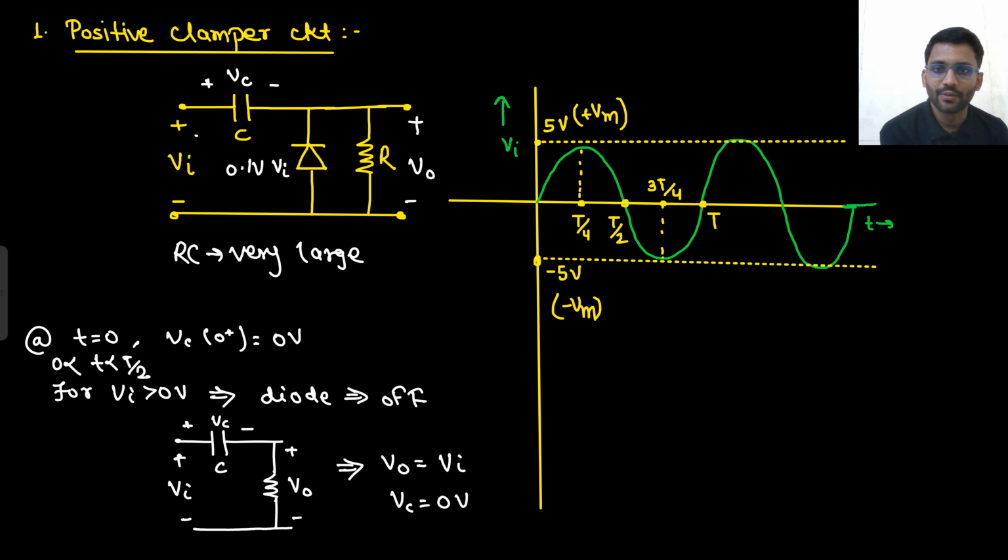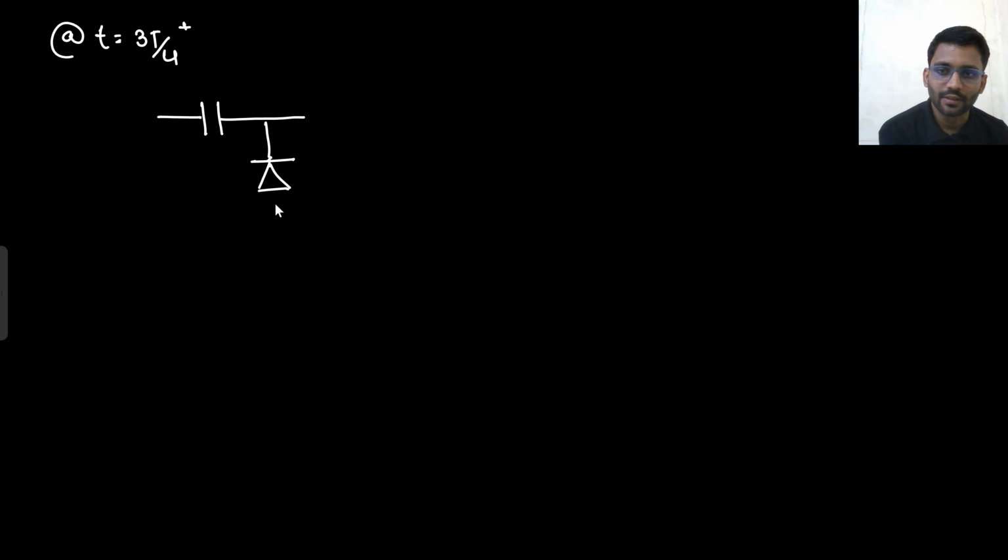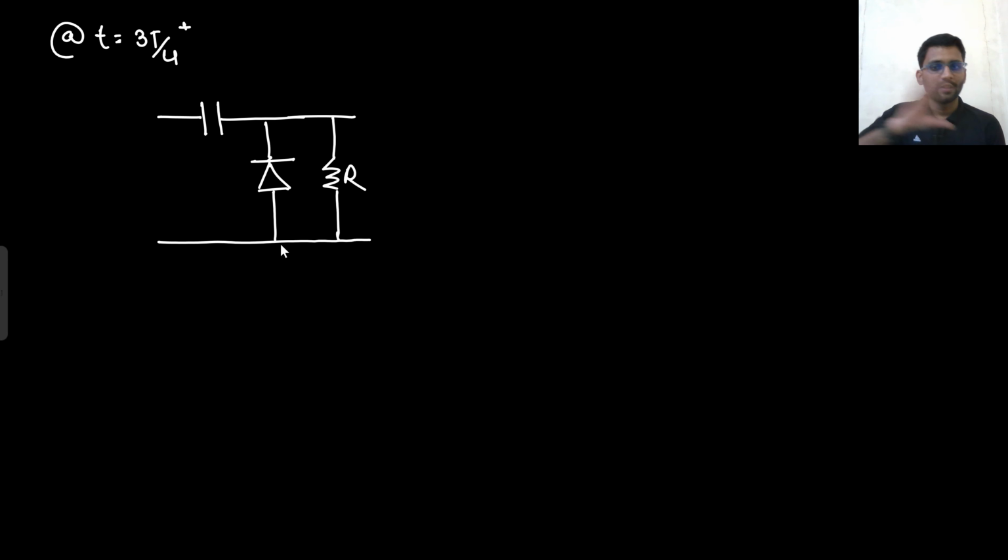This was our diode only, no? Yeah, this was our diode only. This is the resistance R. This is the most complex part of the clamper circuit. If you understand this part, you will never face any problem in the clamper circuit. That's my guarantee.